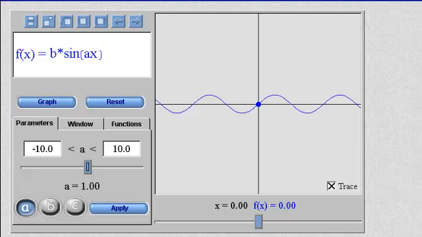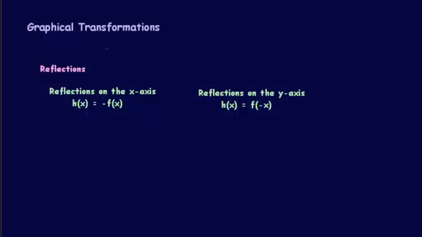All right, so we'll go back and summarize. Reflections on the x-axis: if I have a negative on the outside, it reflects it across the x. This is a negative on the outside. Here is a reflection on the y-axis, and this happens when you have a negative on the inside.